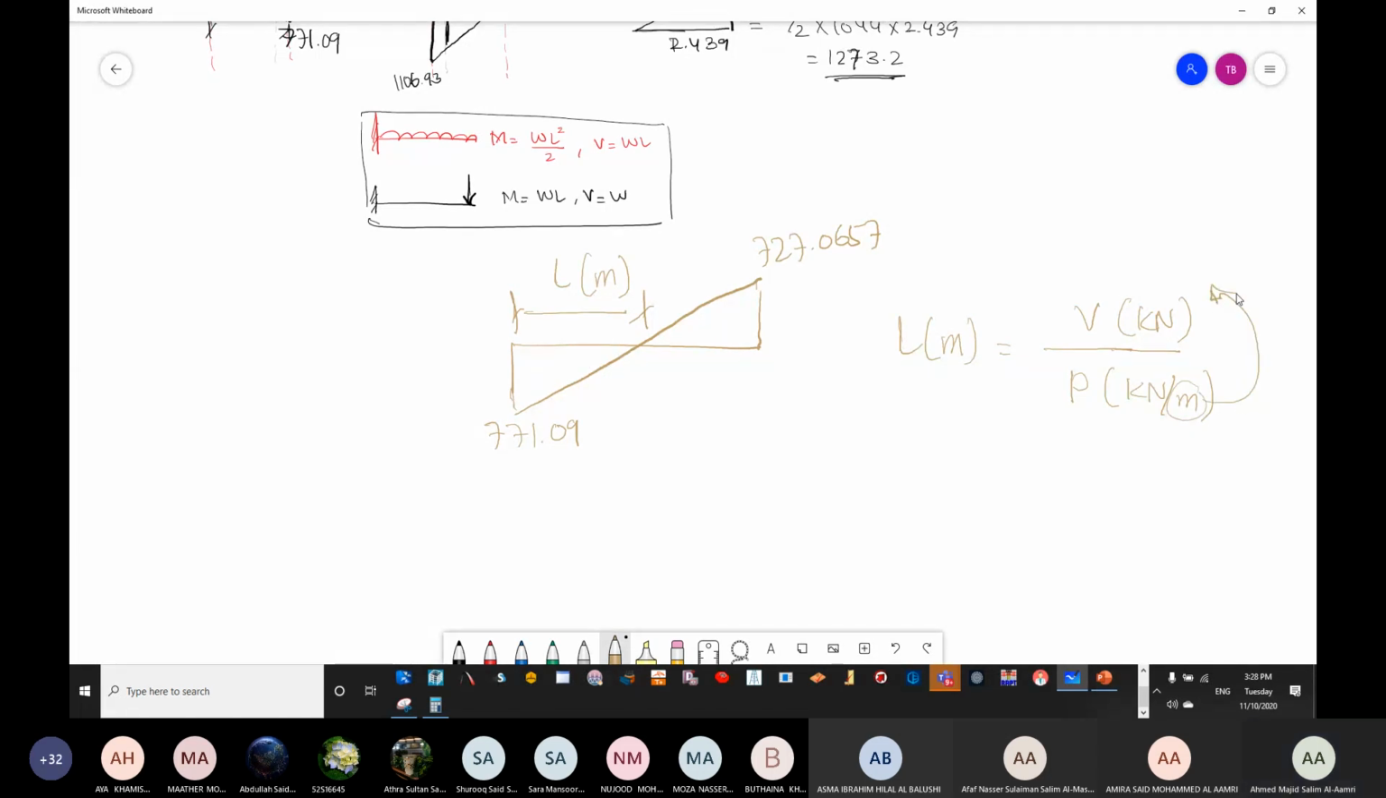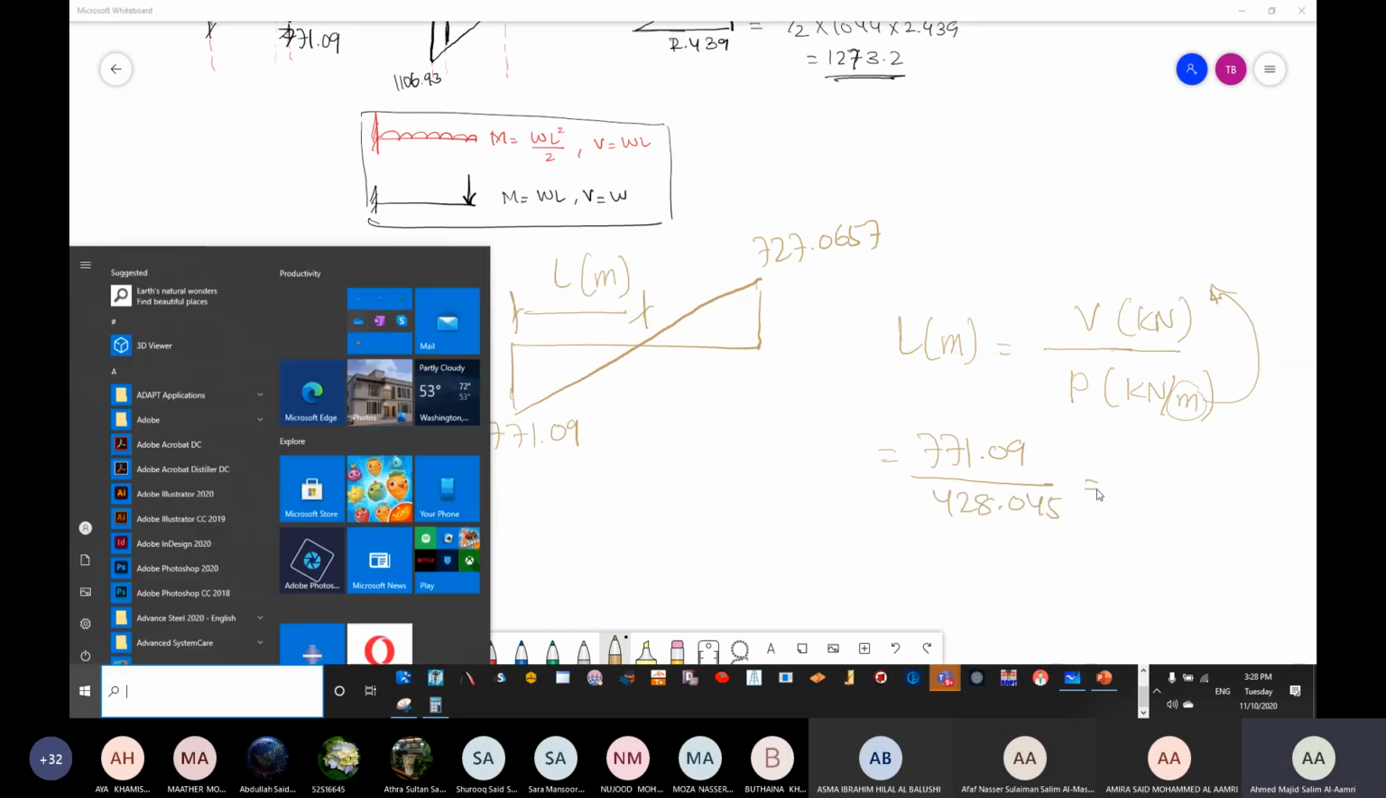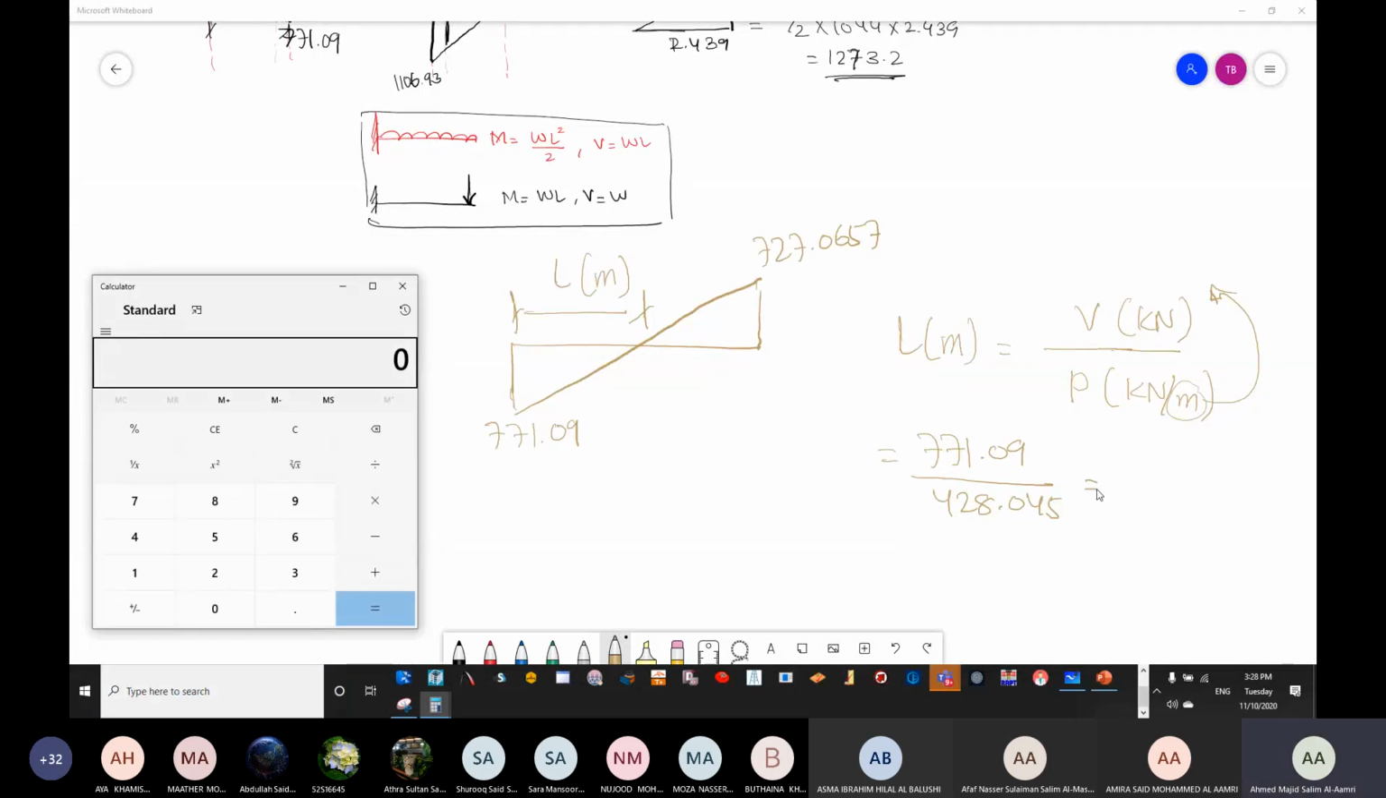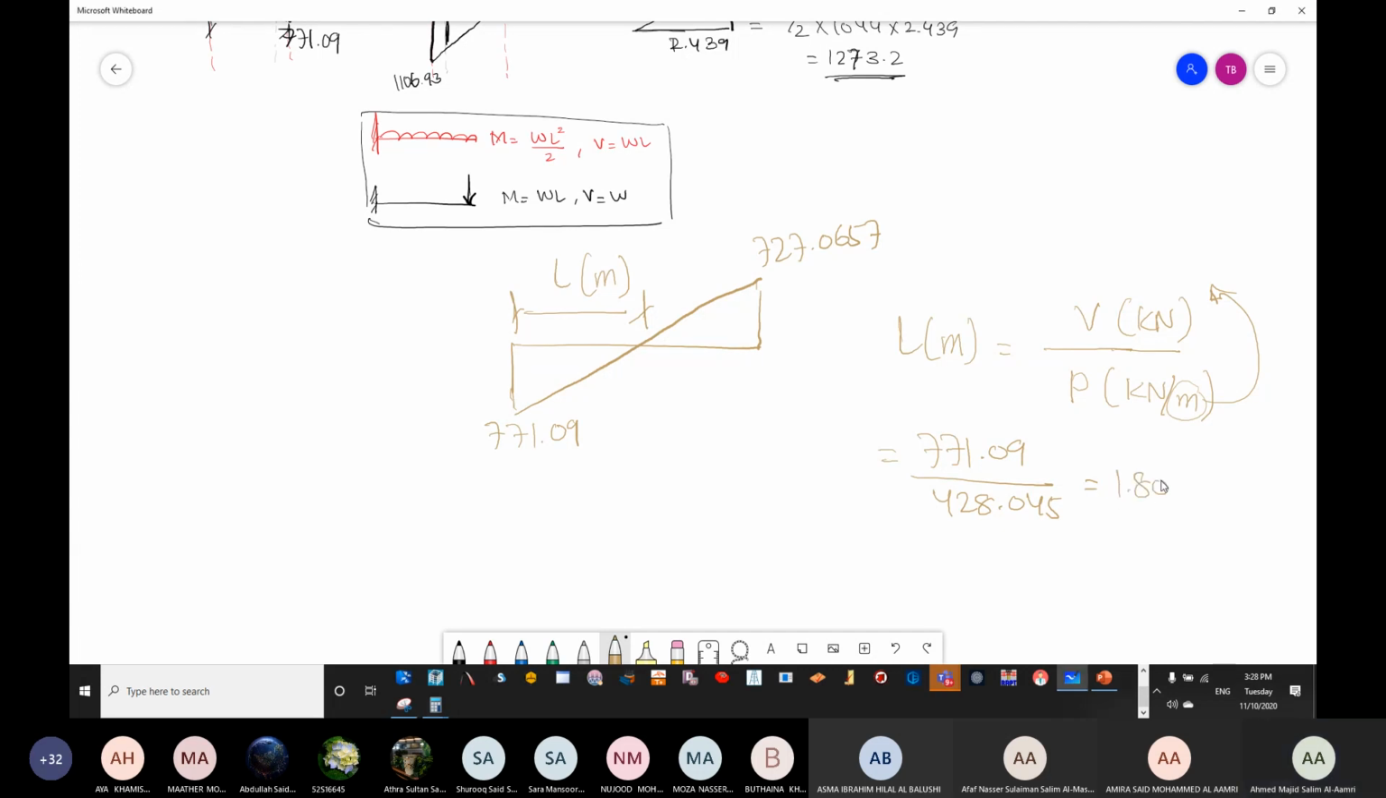So now if you can see, I can say that 771.09 divided by 428.045 will give you the answer of X, without using the similar triangle method, without a lot of headache. The correct answer is going to be 1.8, I think. Amira has mentioned it previously. So 1.8, but rather than doing the similar triangle and losing a lot of time, you can use this concept.